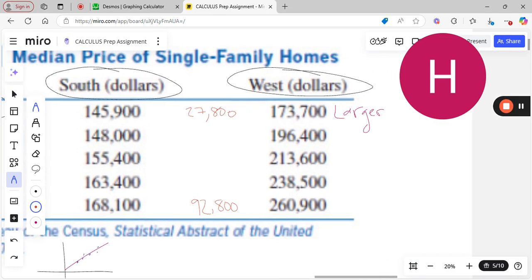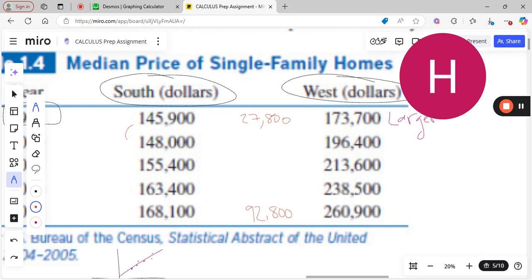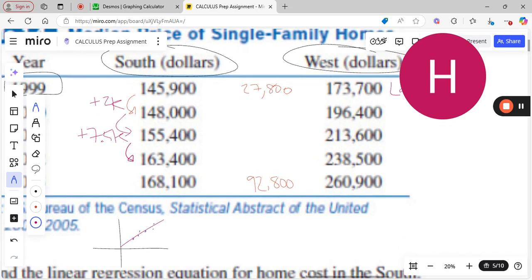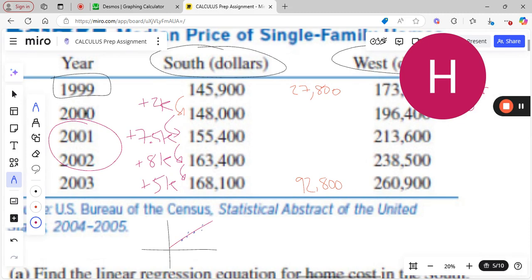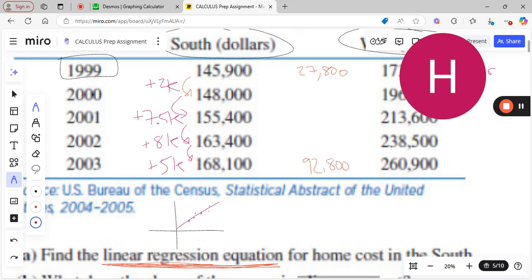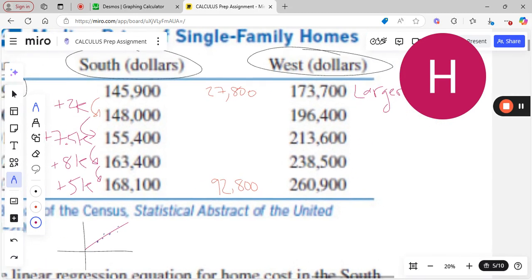Another small thing worth noting is that there is an observed increase each time. So this is sort of like plus 2K. This is like plus 7K, almost 7.5K. This next one is plus 8K, exactly 8,000. And then finally we have plus 5,000. So even though the increase is kind of a lot in these 2 years, 2001 and 2002, the increase goes down a little bit. It's still increasing, but it's just not increasing by as much when we get to 2003. Okay, that's just an interesting little fact to observe.